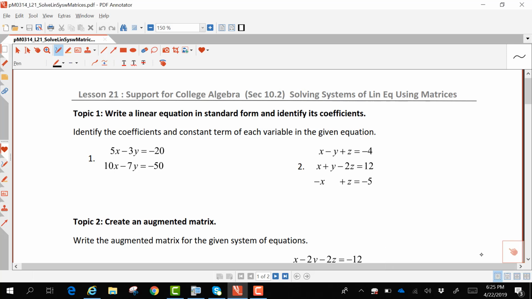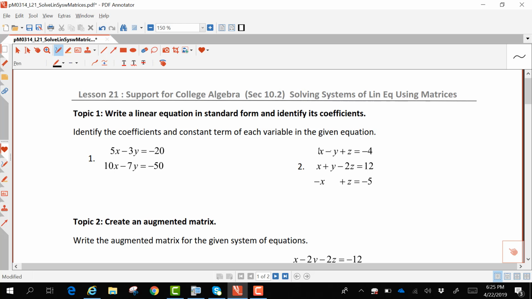Hello and welcome to Solving Systems of Linear Equations using Matrices. Topic 1 asks us to identify the coefficients and the constants in these given equations. Let's move to the more difficult example, which would be example 2.